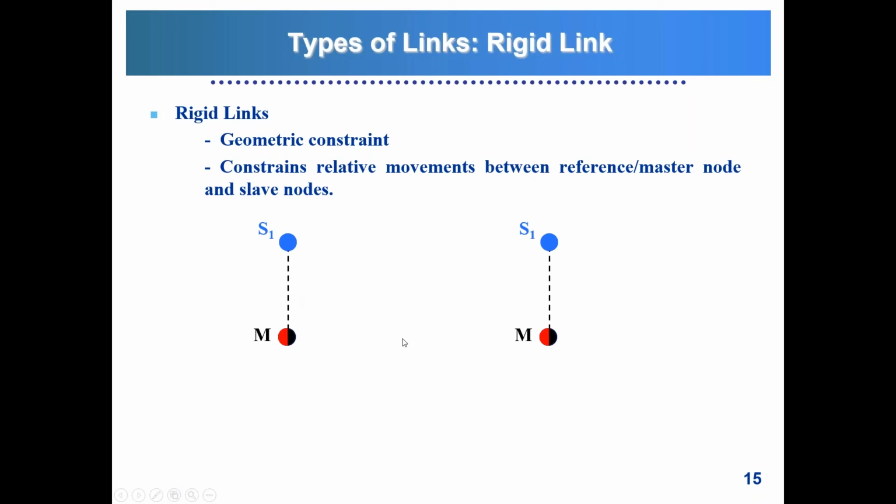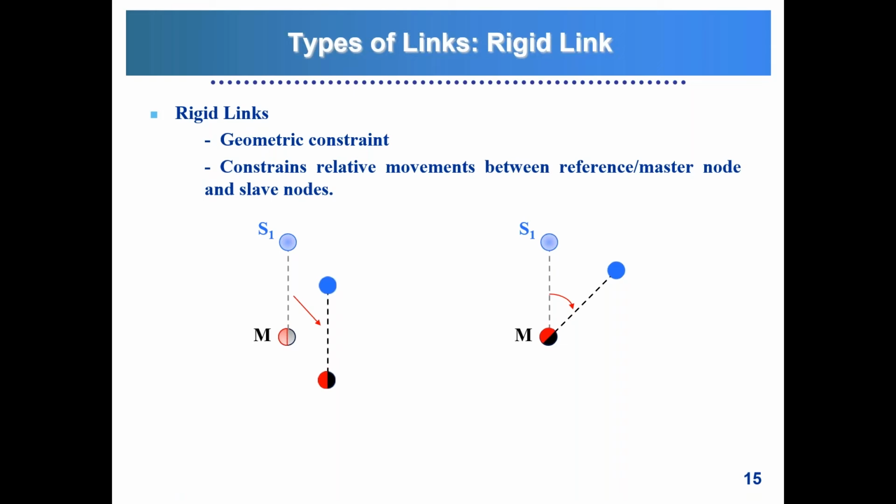So what happens is, if your master node experiences some translation, that slave node is going to experience the same translation. If your master node is experiencing rotation, then that slave node is going to experience translation and rotation. So that slave node essentially can move due to translation of the master node, due to rotation of the master node, or a combination of both.